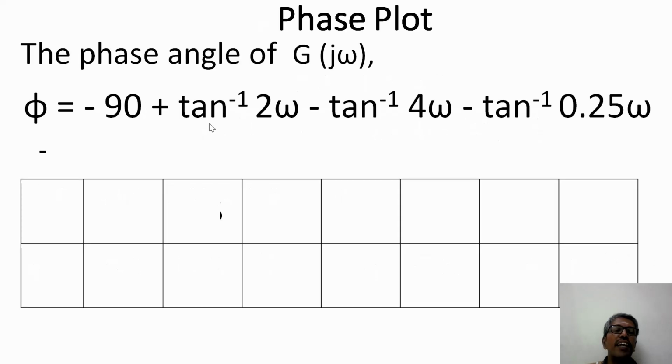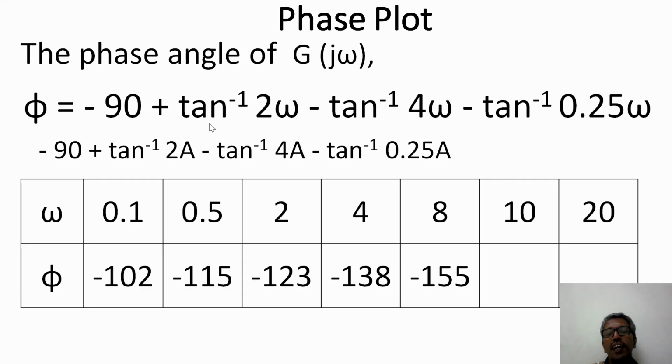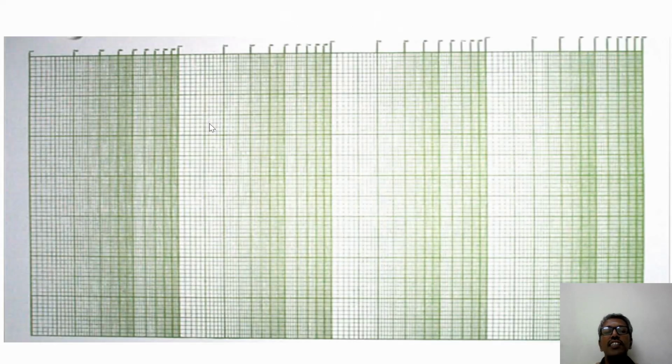Now for different corner frequencies, for different omega, you have to find the phase angle by using the calculator. So you get the different phase angles. So now we have found the magnitude for different frequencies. Similarly, we have found the phases for the different frequencies. Now we have to sketch the Bode plot.